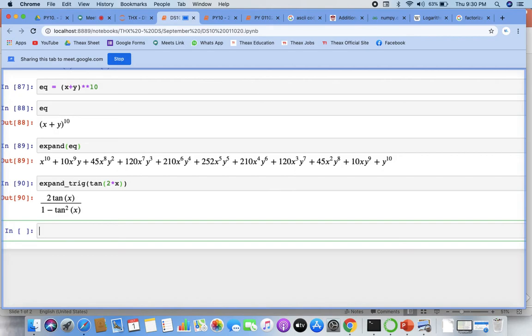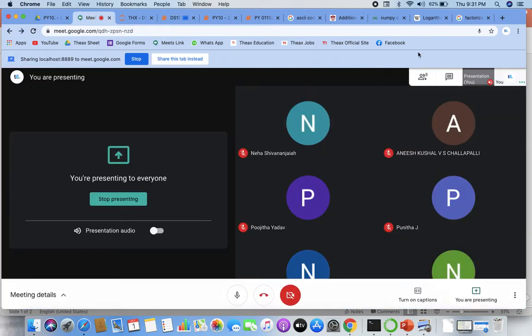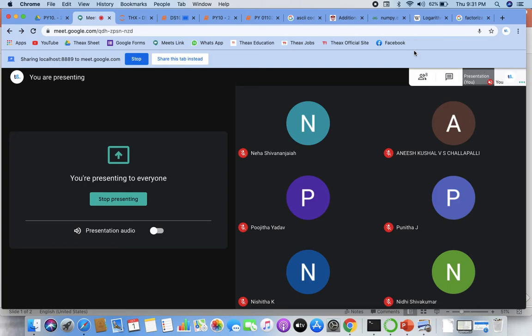Okay. What is the formula for hyperbolic trigonometric functions? You might be knowing. Yes or no? Yes, sir. Very good. So, what is the formula of cosh? Square divided by, let's say, sinh. What is the formula of this? Yes, S, P, Y. Okay. Nidhi, what about you? What are you doing?